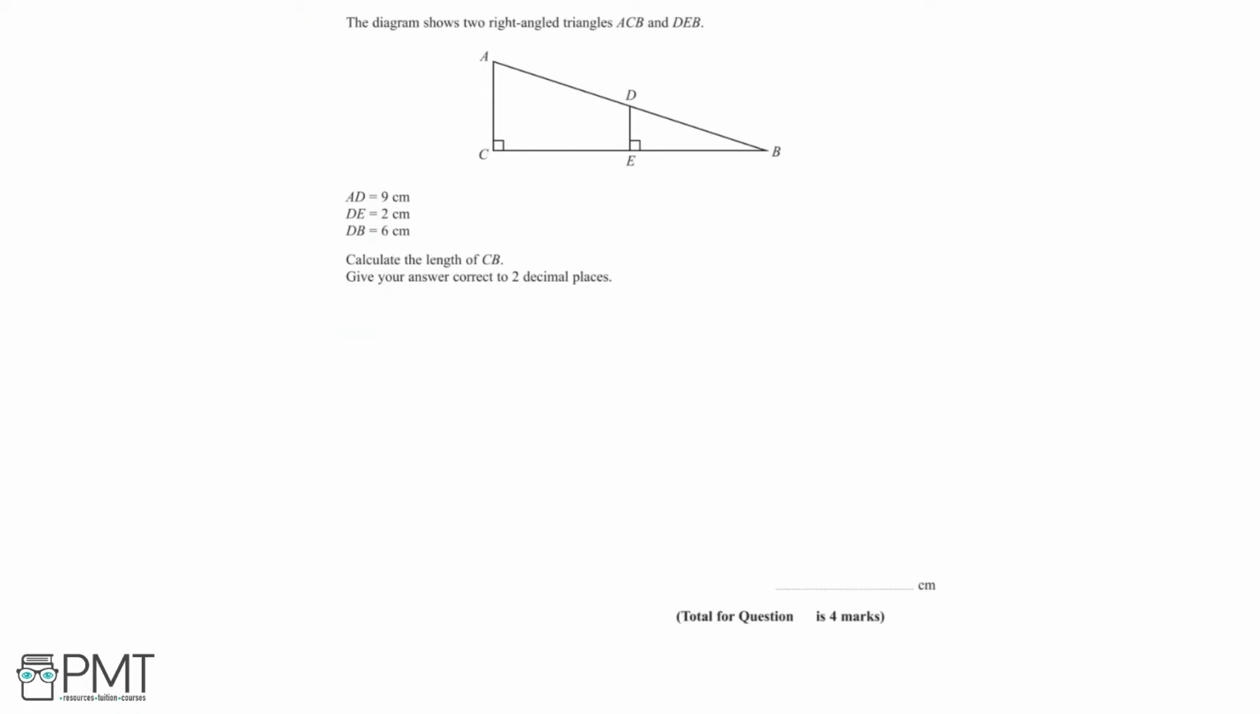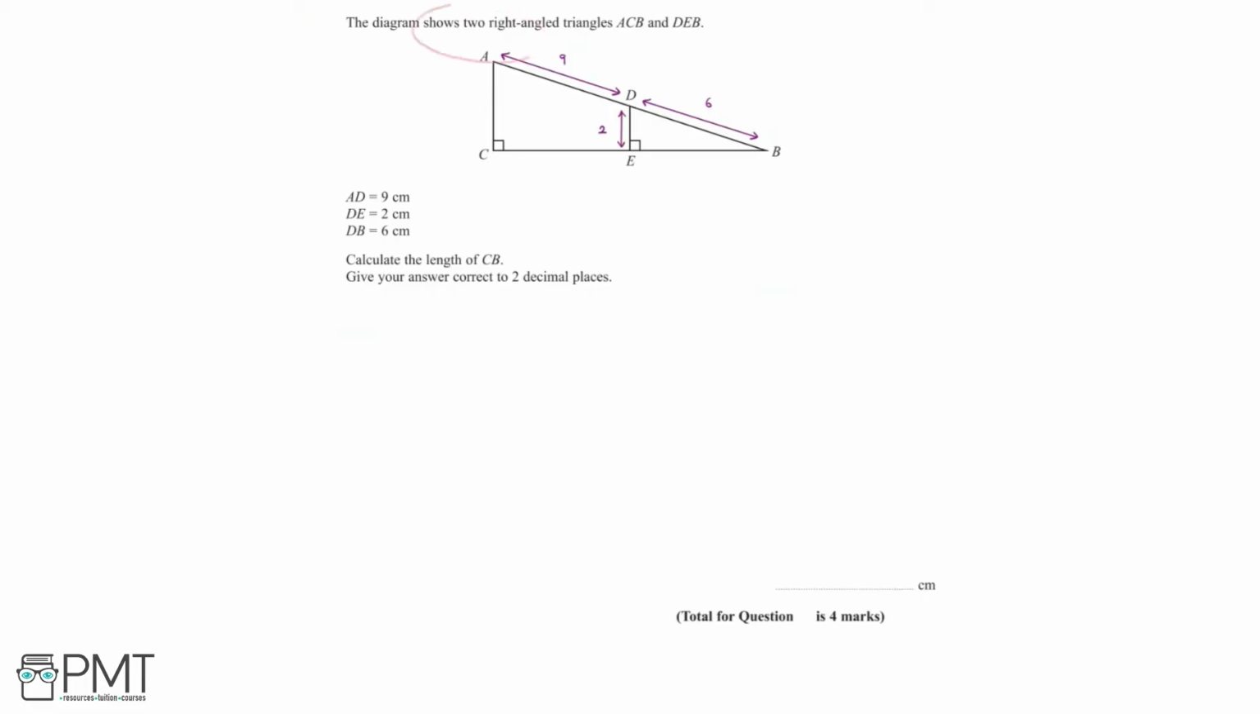Now we can label the information that was given to us on our diagram. We've been asked to calculate the length of CB, and we need to think, how might we do that? Well, let's think about what we've been given in our question. We have 2 right-angled triangles, and so when you see right-angled triangles, the first few things that might come to mind would be Pythagoras' theorem or trigonometry. And so it's likely that we might use one of those.